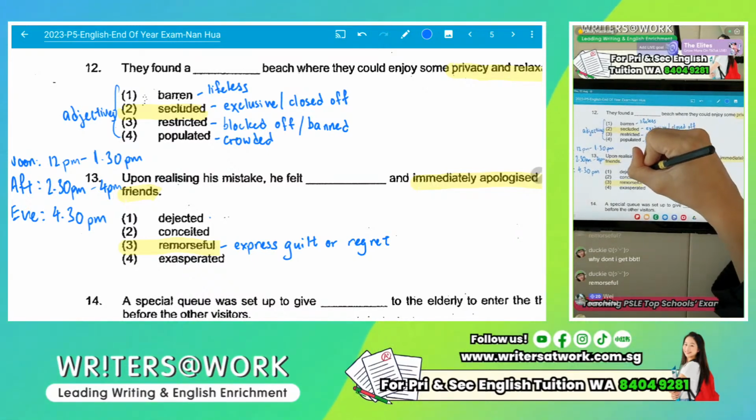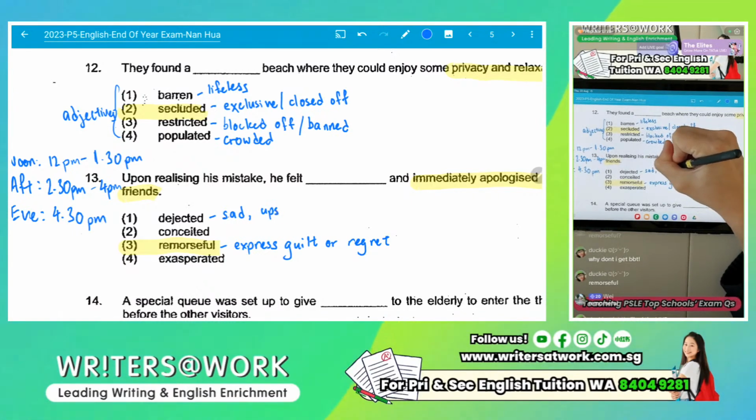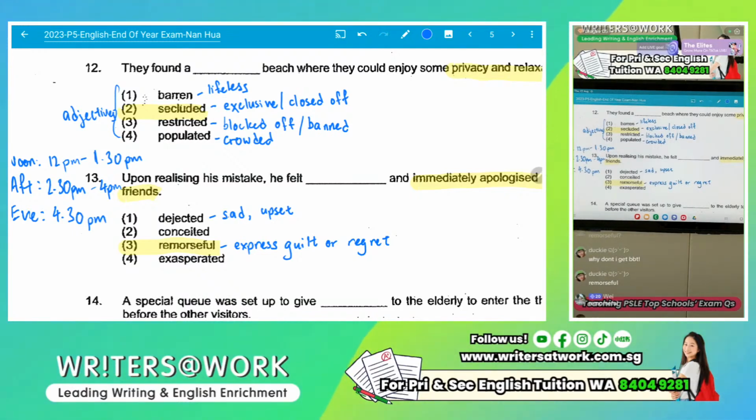Dejected is used for sadness and misery, being upset. However, this isn't a case of just feeling upset or feeling blue, right? It goes beyond just feeling upset. He's feeling personally responsible for his mistake. So it's not just feeling sad, but feeling regretful, feeling guilty for it. Okay, so a slight differentiation over here between dejected and remorseful.